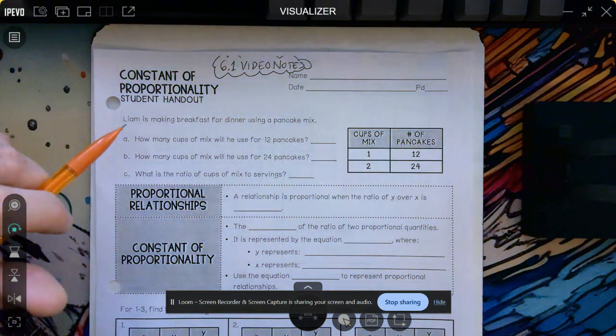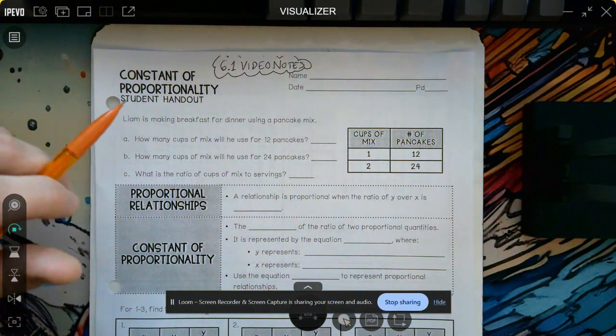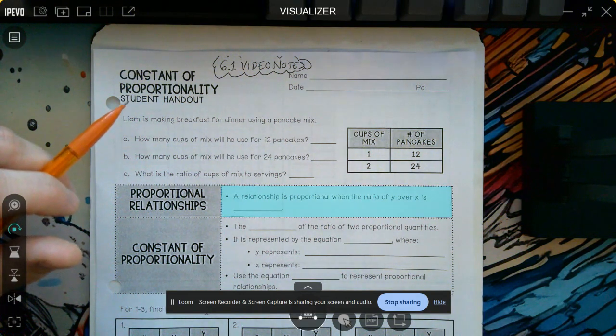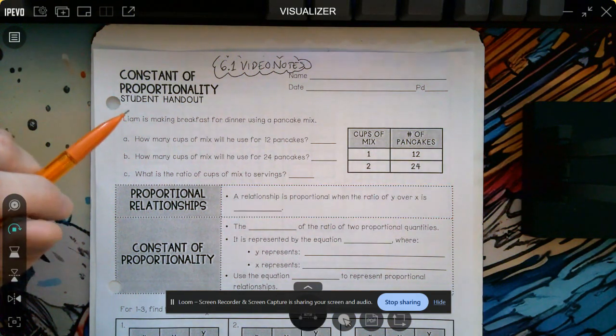Hello, everyone. Welcome to Unit 6, our proportionality relationship unit. We're going to be looking at the constant of proportionality in 6.1.